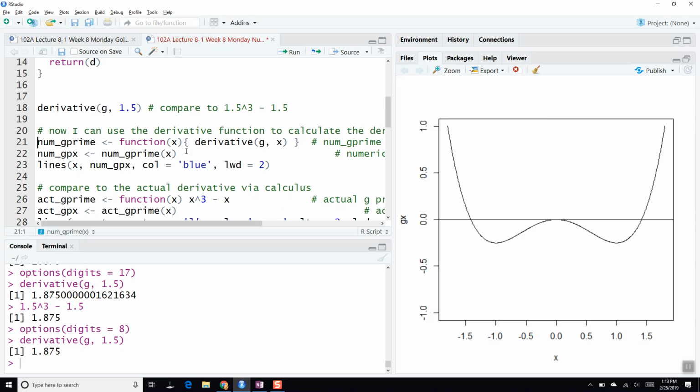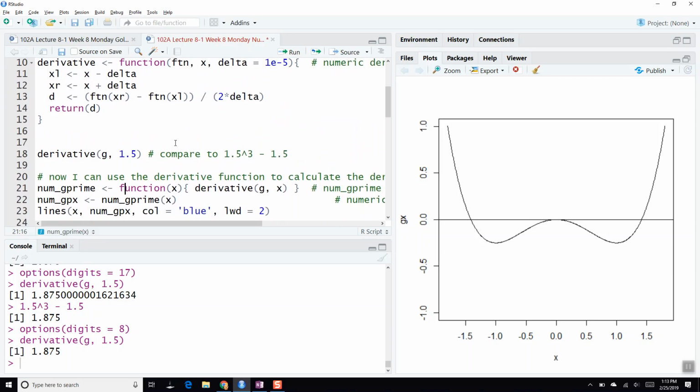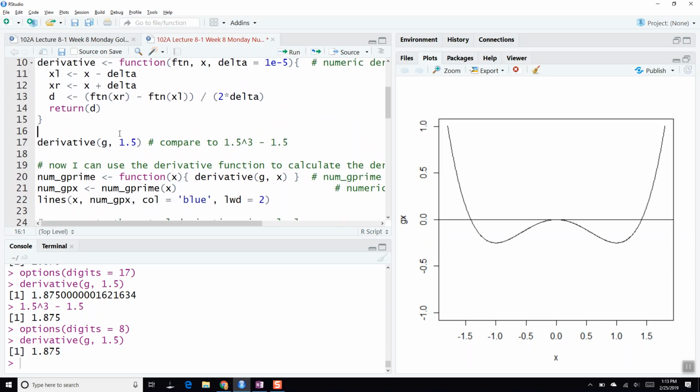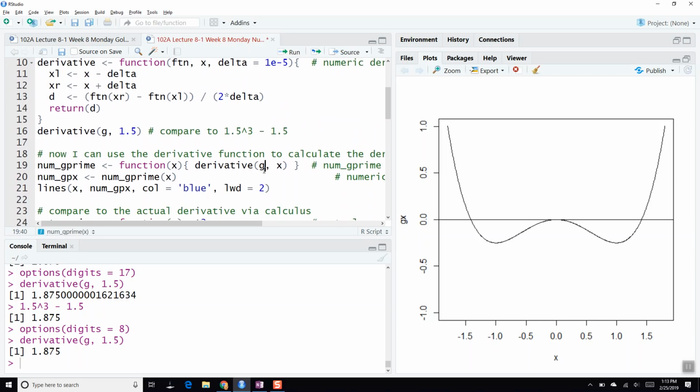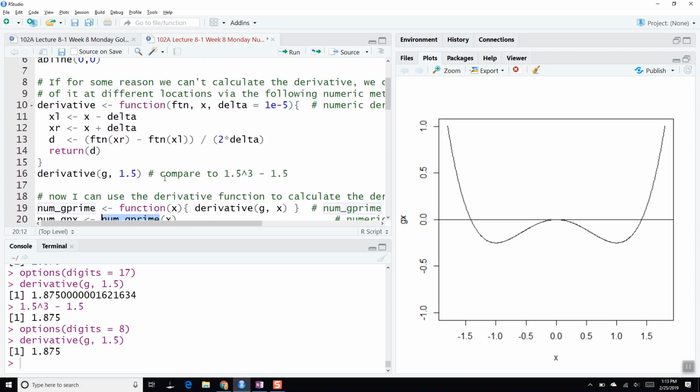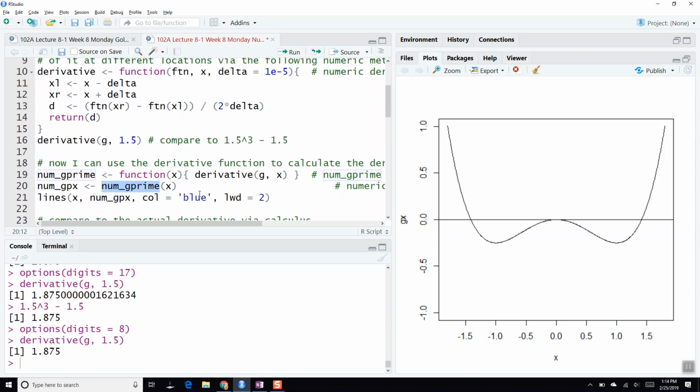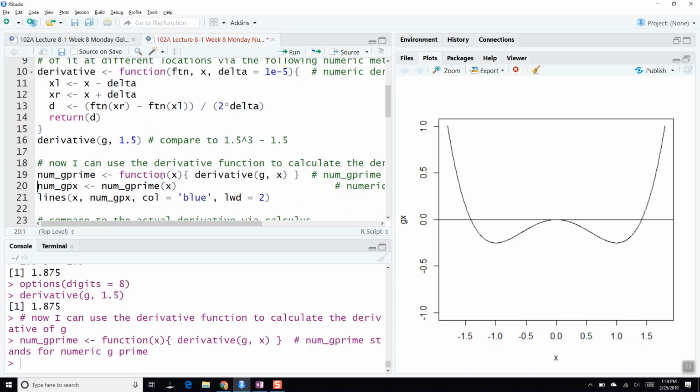Okay, and so here I'm going to create a new function called numeric g prime. Basically I want g prime, and all I'm doing is calling the derivative function on g, and we're going to plug in whatever x value we plug into numeric g prime. So up here we have the derivative function, and now I'm creating a new function called numeric g prime, and I'm going to apply numeric g prime to my vector x, and we're going to get a bunch of g prime of x values.